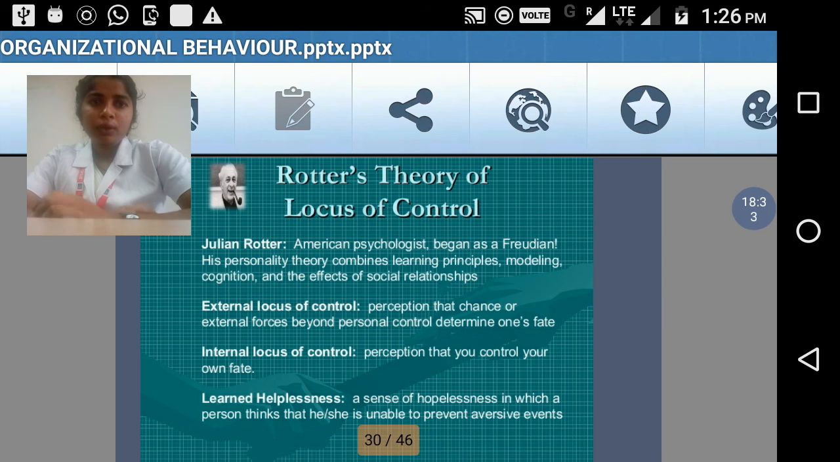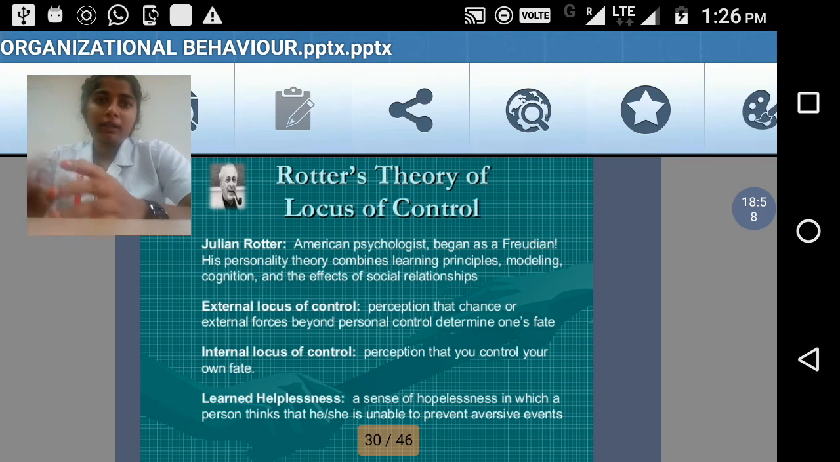The next one is Rotter's theory of locus of control. Julian Rotter was a famous American psychologist who trained as a Freudian. This personality theory combines principles of learning, modeling, cognition, and the effects of social relationships.